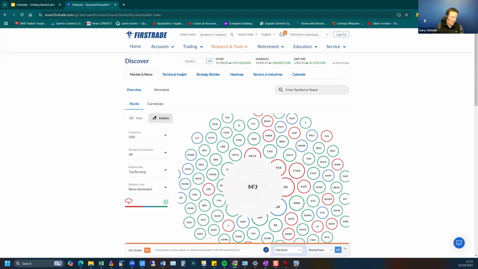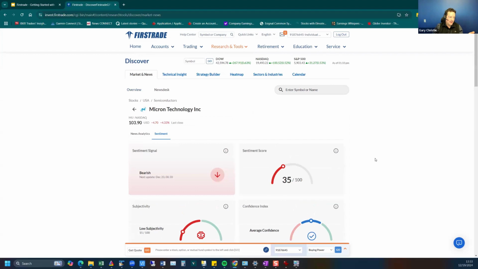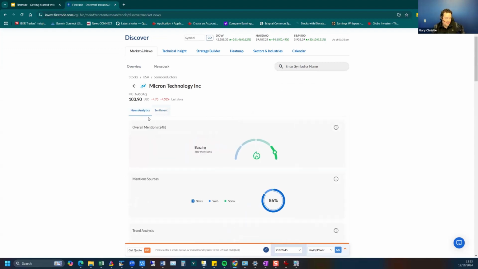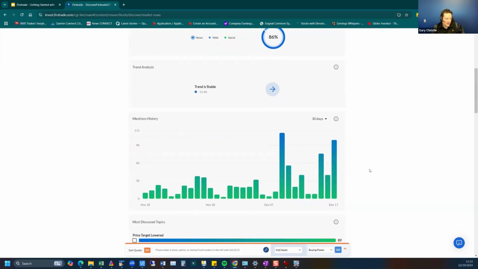But of course, this is how it looks while I'm here. We have a different visual, right? The sentiment signal is the same though: sentiment score, confidence, we all went through that already. Bottom line, the overall context of the news is bearish. No surprise in Micron, right? But the fun here is that you can now dig into the news analytics, and dig into the topics and mentions.